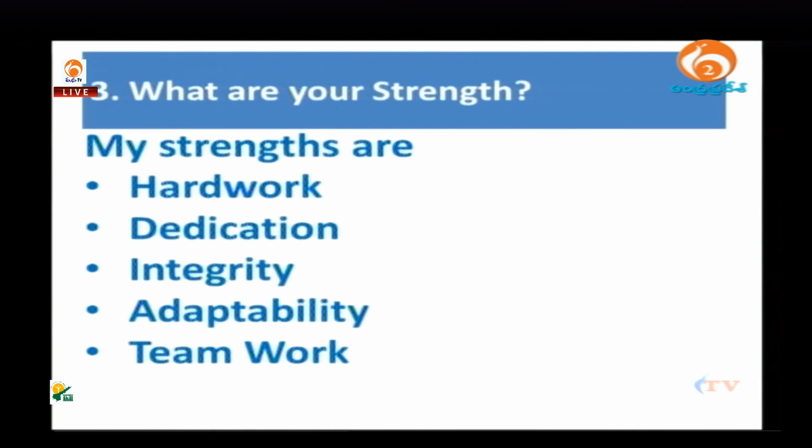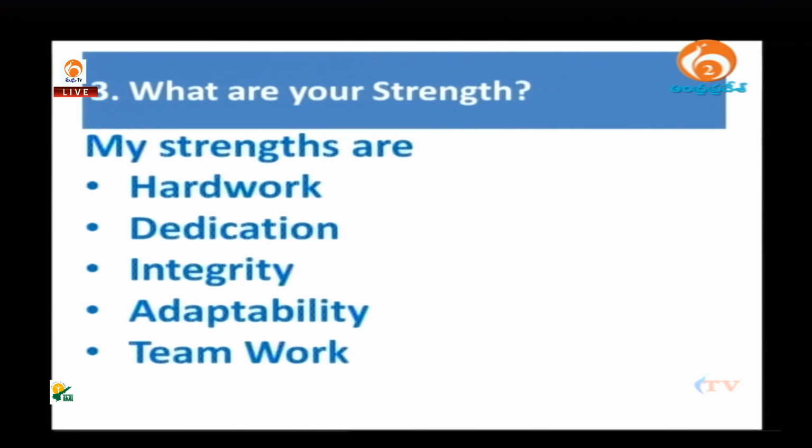So you can say my strengths are hard work because I believe in giving my 100% and I believe there is no shortcut to success. That's why hard work is my strength. My strength is dedication because whatever work I do, I give my 100% of my concentration and focus, and I believe that the task should be completed within the time. That's why dedication is my strength. I believe integrity is the most important strength that I have in my personality because I believe in honesty. I believe in doing the right thing the right way. I don't do anything which is not correct or not ethical.